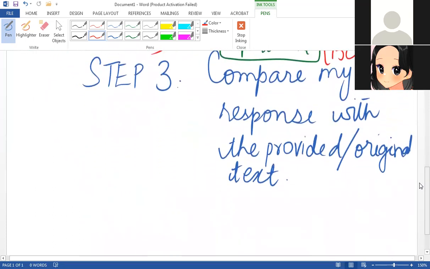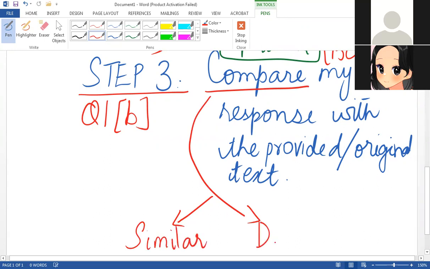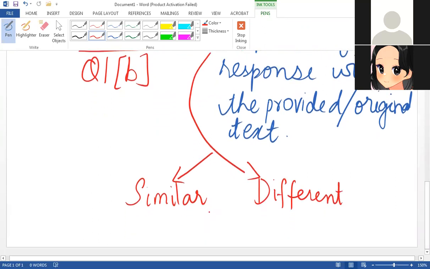Then what do I need to do in step number 3? This is called question number 1, part B. I have to compare. Compare does not mean only similarities. I need to show how similar and how different are the 2 text types. My page is finished, so I'm going to add one more page. However, you should continue.